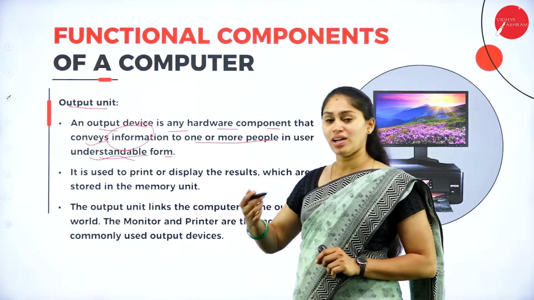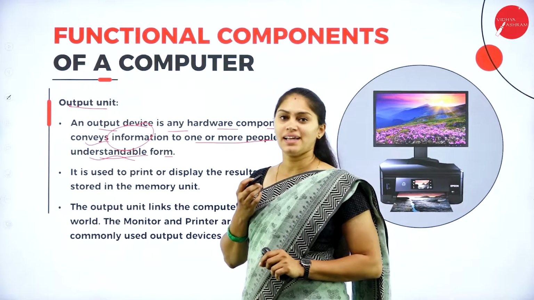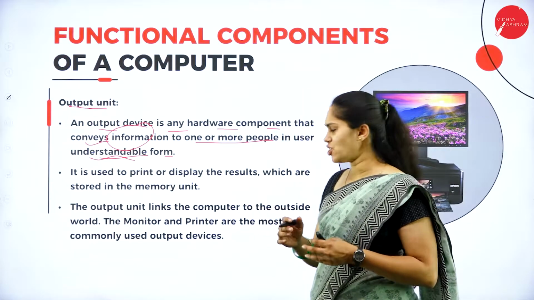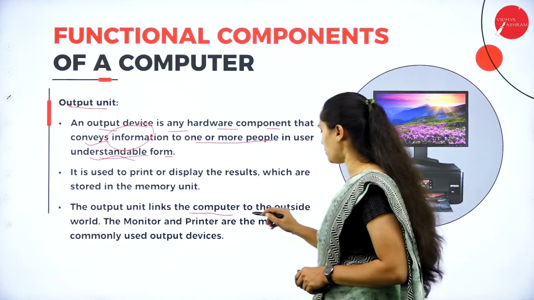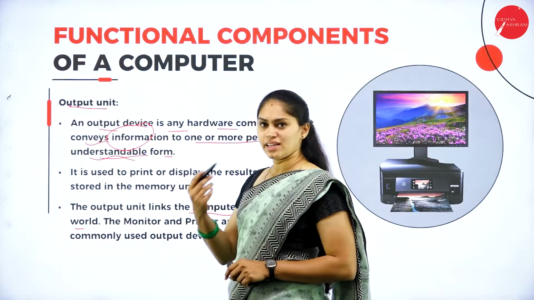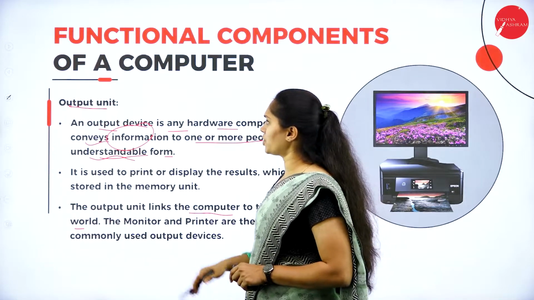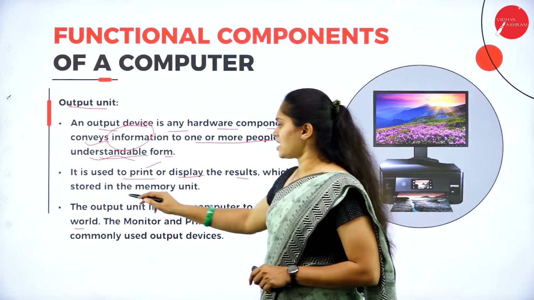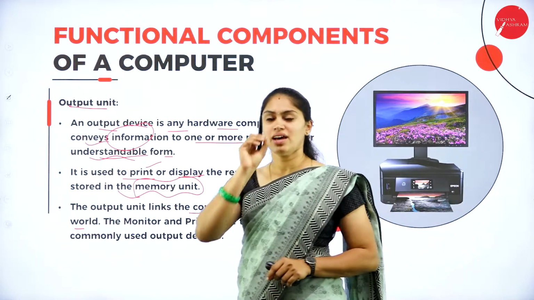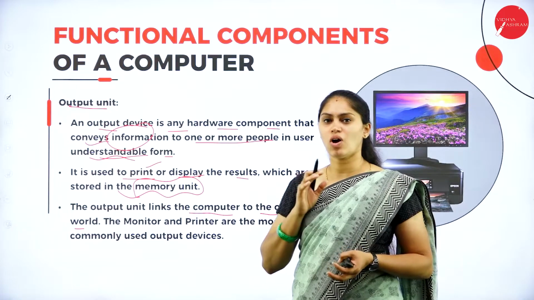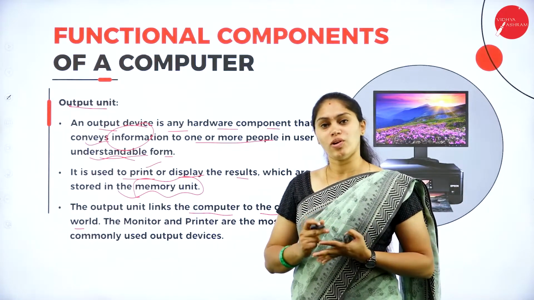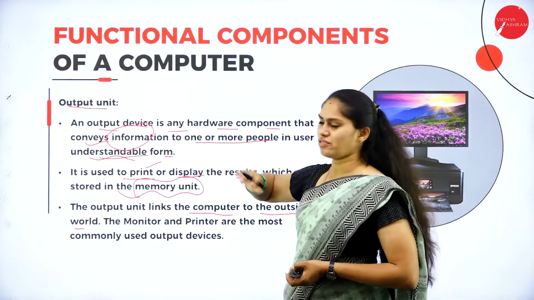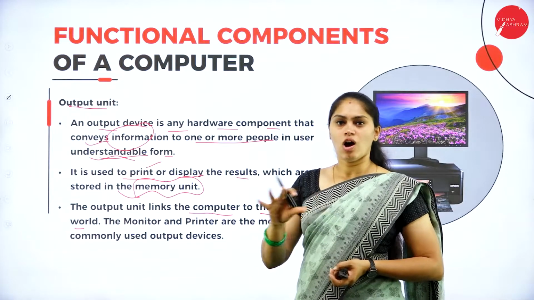The input unit builds a relationship from the external world to the computer, while the output unit links the computer to the outside world. That is the major difference. Also, we mainly use the output unit to print or display the result which is stored in the memory unit. That is why there is a virtual connection between all the devices: input, CPU, storage as well as output devices. Every functional component of a computer system has a connection with all the others.